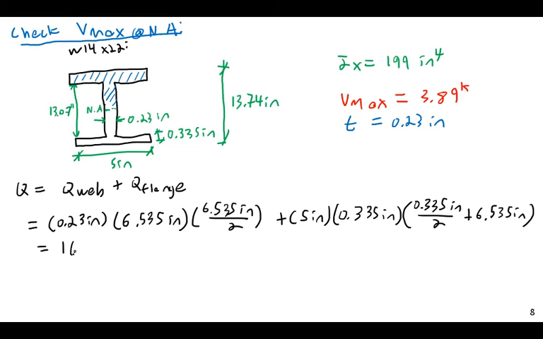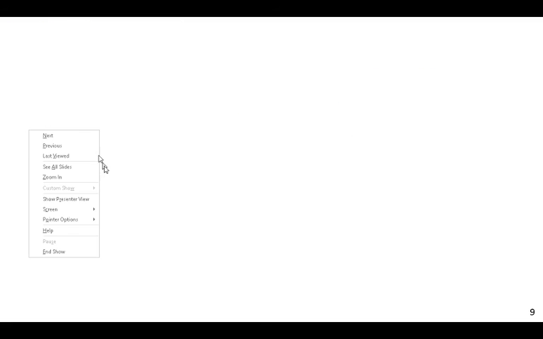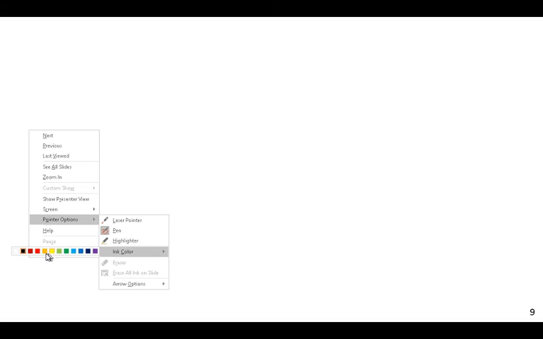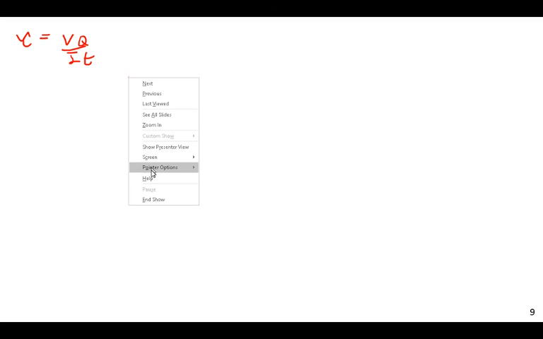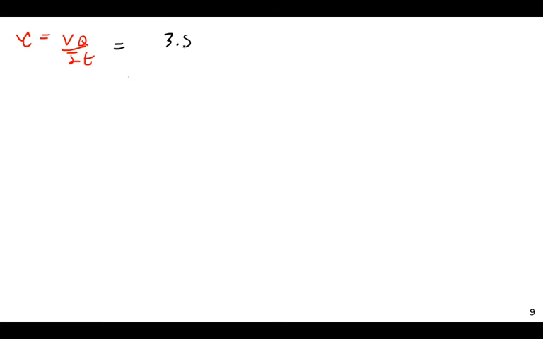And all of this comes to 16.14 inches to the third. All right, moving along. The tau is going to be equal to VQ over IT, which then, plug and chug, is equal to 3.89 kips, the maximum value from our shear diagram.